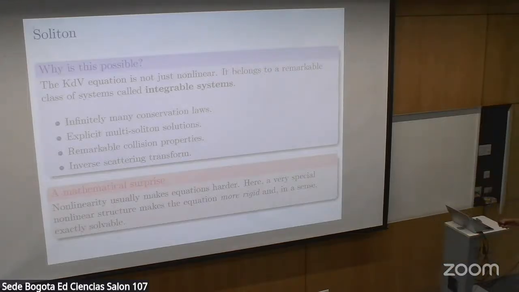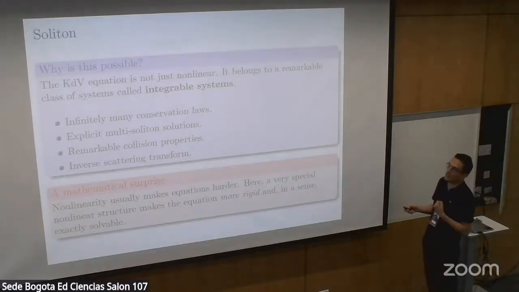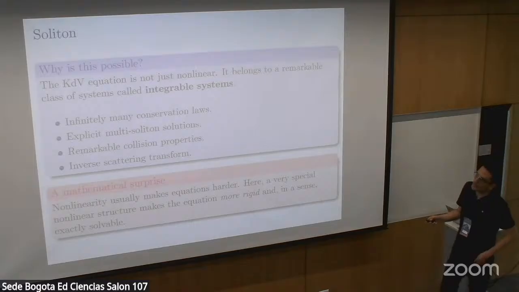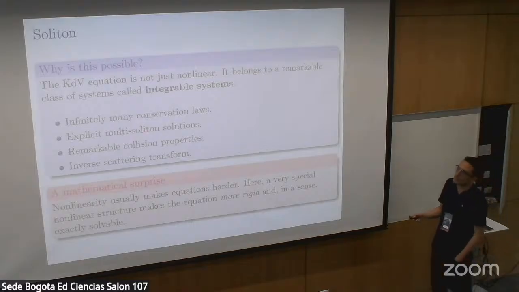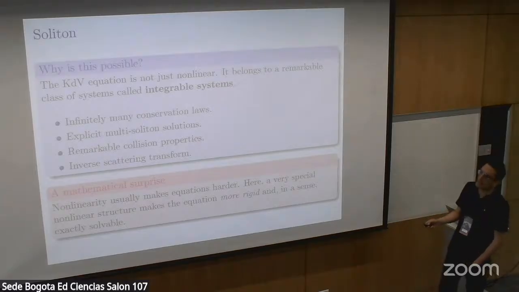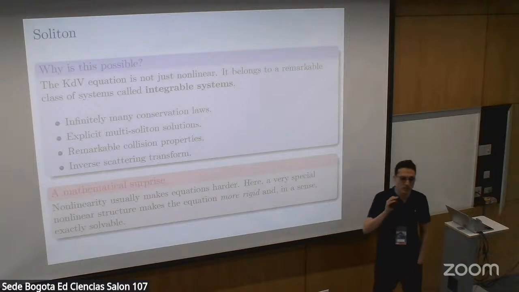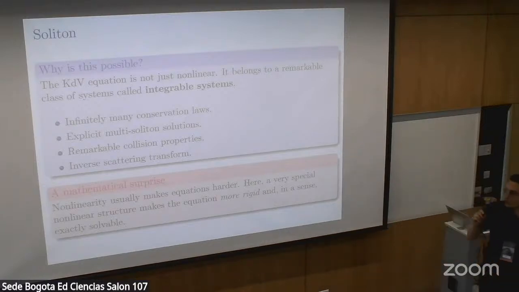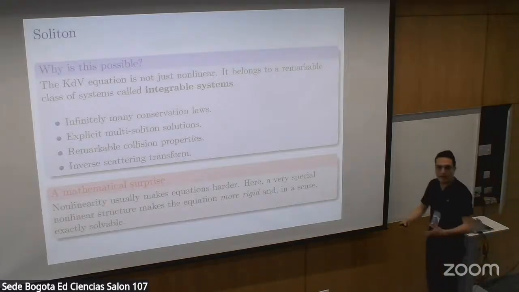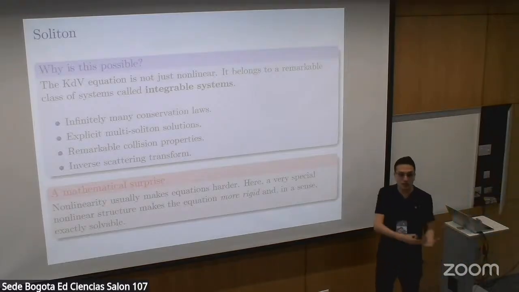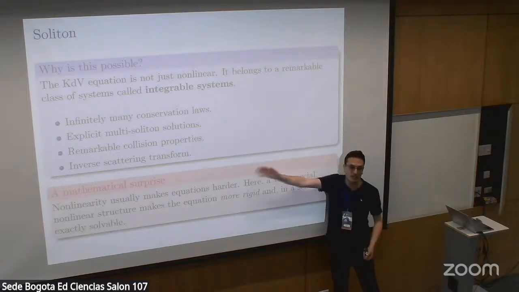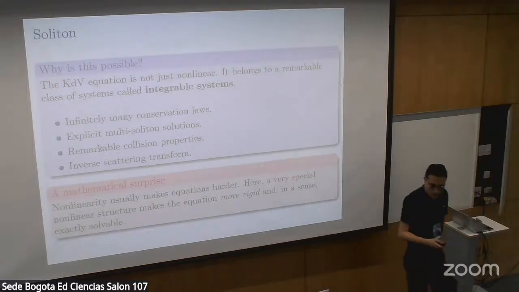And there's also because KDB is not just your regular equation, right? It's a super nice equation. It's an integrable system, infinitely many conservation laws, explicit multi-soliton solutions, remarkable collision properties, inverse scattering transform. So it has super nice things. KDB is the best equation that you can have. It has all those properties, right? And this, of course, opens more questions. If I have a different model for a different situation, does it satisfy these things? So that's the other point.